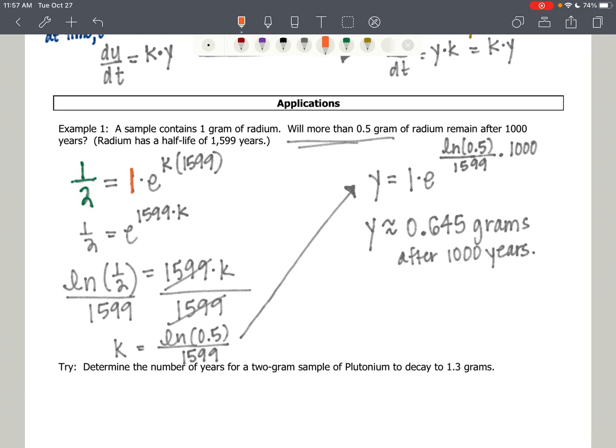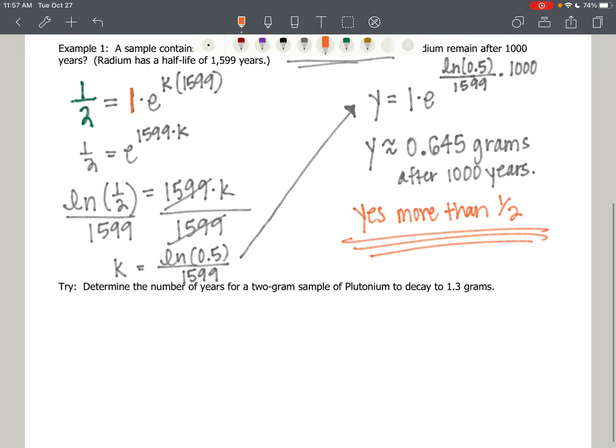Yes, there's going to be more than a half a gram remaining because it's going to take 1,600 years until half remains. So, yes. More than half. Not less than half. Okay. Hopefully I got that right. Well, I know I got the answer right, but hopefully I didn't mess you all up.